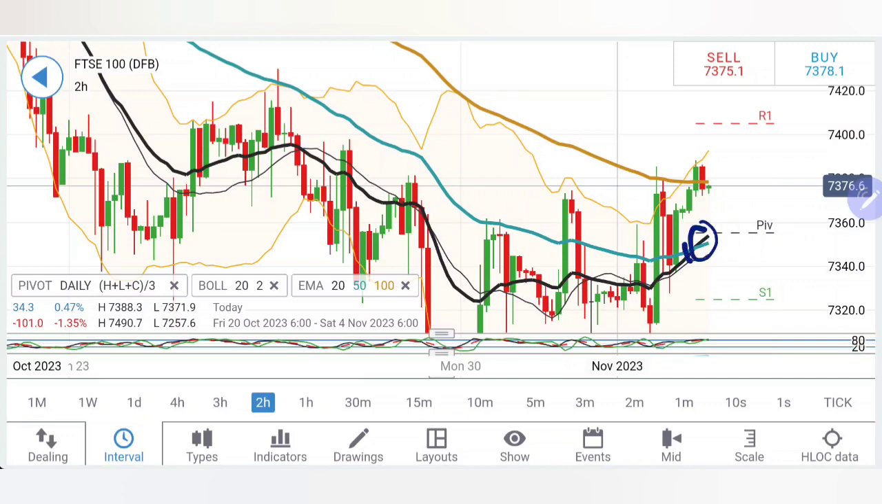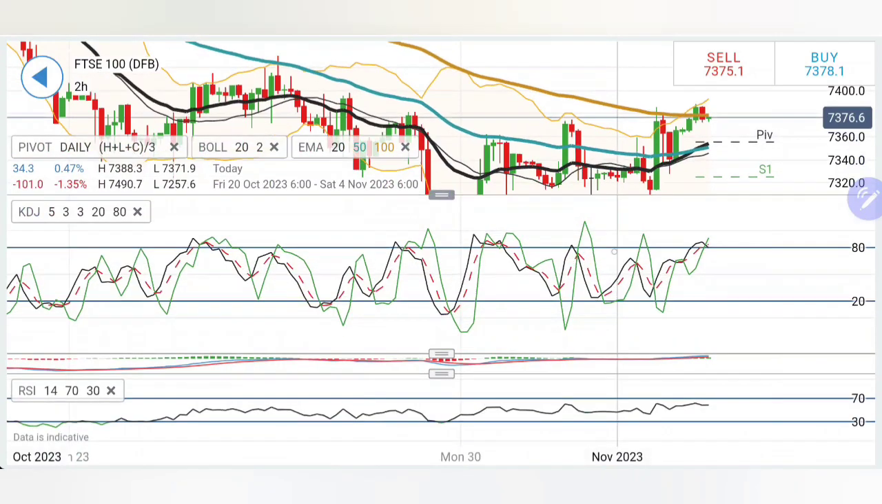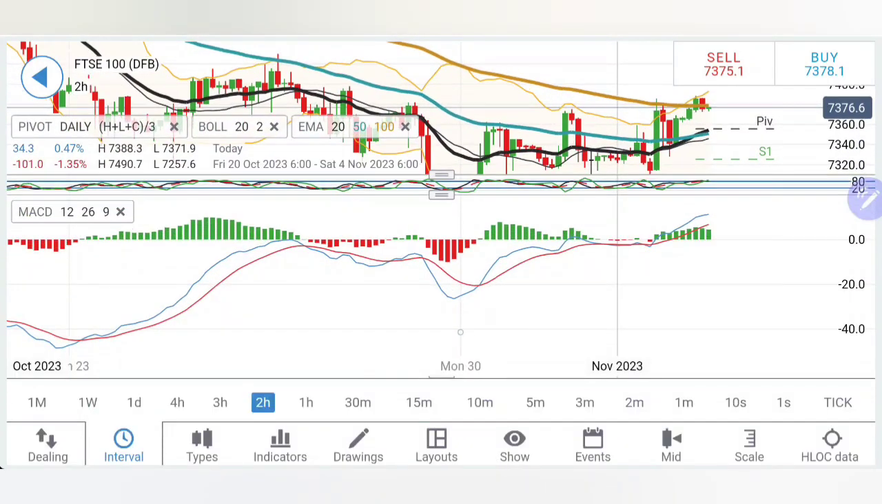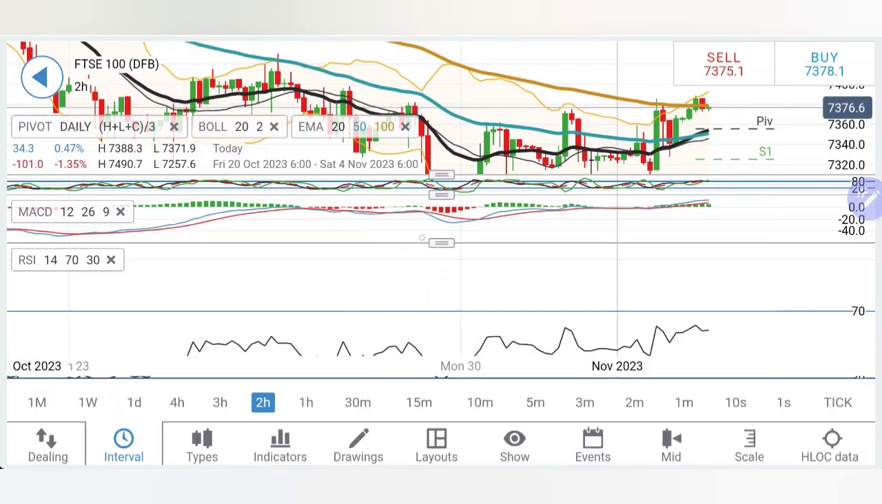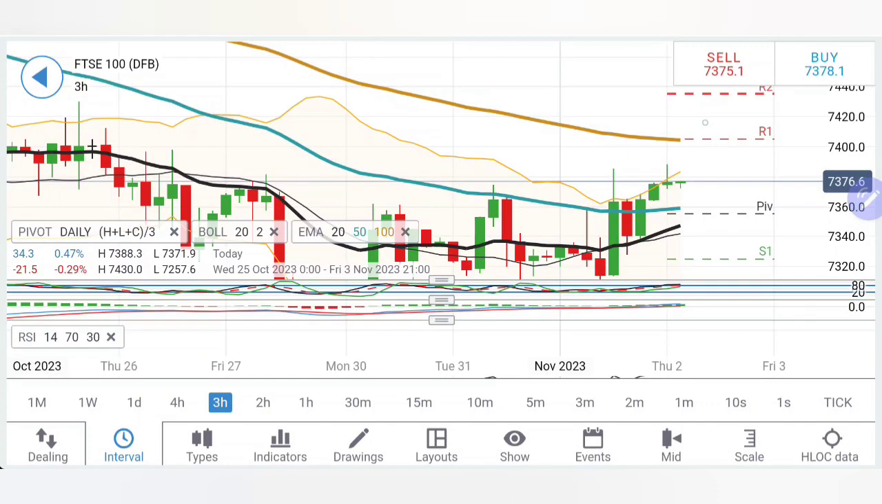Look at the moving averages crossing over here. Good bullish sign. 7350 levels, good support; 7340, very good support. Stochastic slightly overbought, MACD bullish, RSI is flat. Coming to the 3-hour chart. Now look at the 3-hour chart.